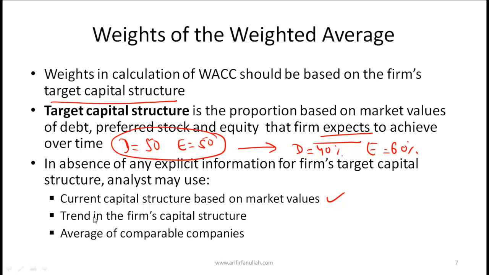We can also look at the trend in the firm's capital structure. If we see a trend whereby the percentage of equity is going up, then we can extrapolate from that trend and come up with the most likely target capital structure and use that in our calculation. And finally, another strategy is to use the average of comparable companies. If we have no information at all about the capital structure, then we can look at comparable companies and take an average.